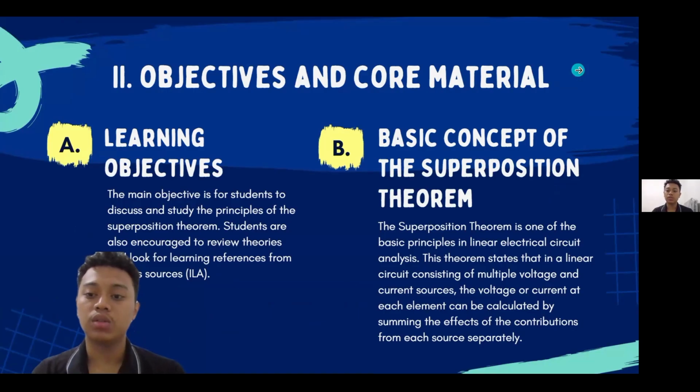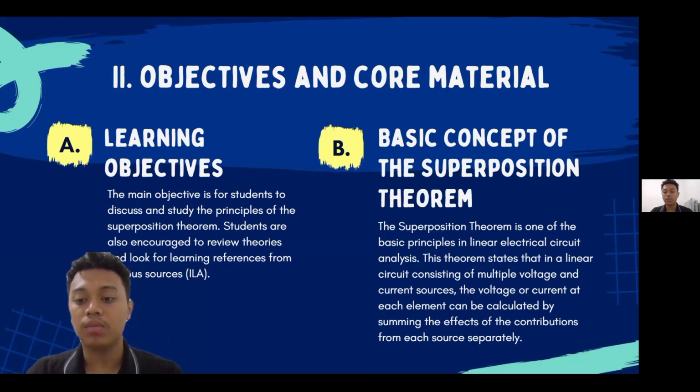Next is the basic concept of the superposition theorem. The superposition theorem is one of the basic principles in linear electrical circuit analysis. This theorem states that in a linear circuit consisting of multiple voltage and current sources, the voltage or current at each element can be calculated by summing the effect of the contribution from each source separately.